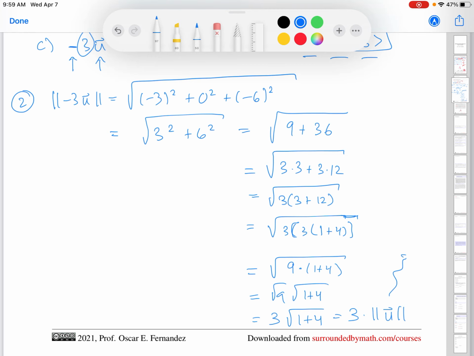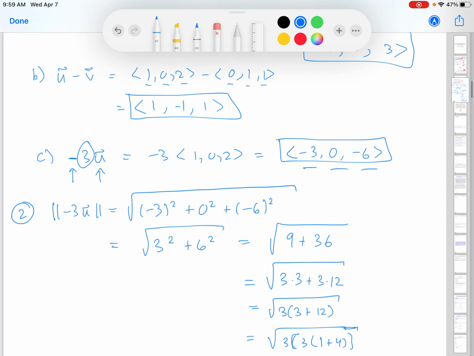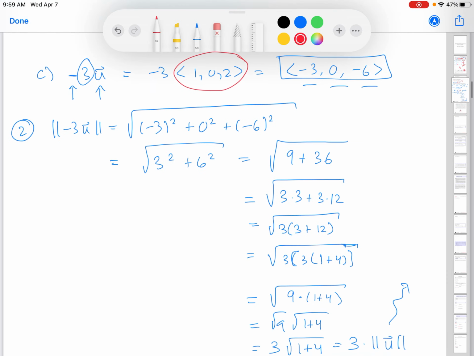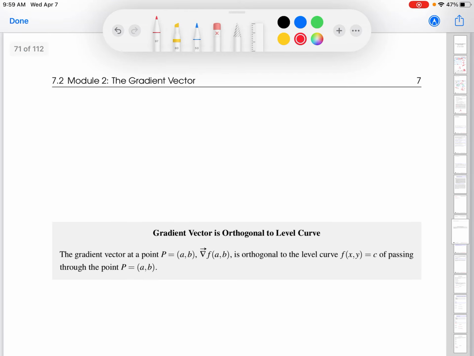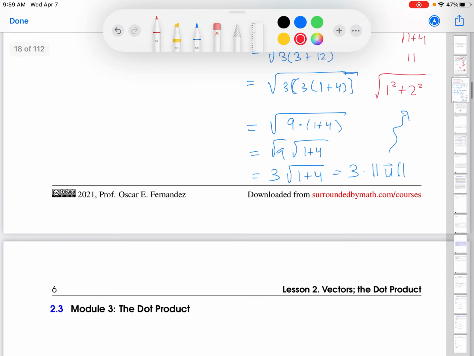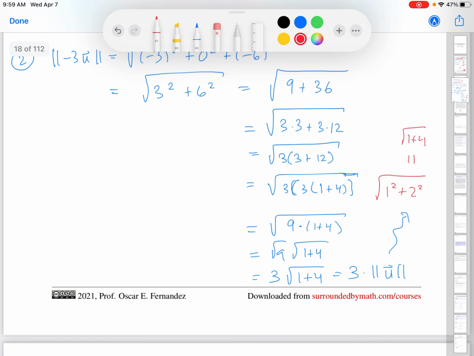How do I know that? Well, remember that u was the vector 1, 0, 2. And the norm of u is the square root of 1 squared plus 2 squared. That is the square root of 1 plus 4, right? Let's see if we can get back to where we were. Roughly, yes. Great. So the square root of 1 plus 4, that is exactly what's here.